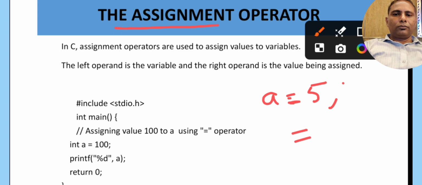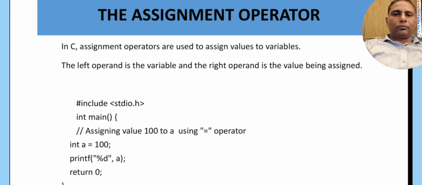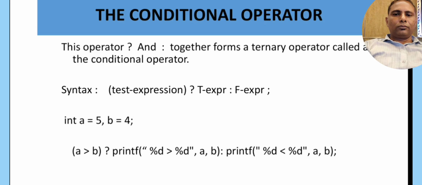We can see one program here. For example, we are writing int a is equal to 100. So we have assigned the value 100 to a. Now we can display this value 100. So 100 will be displayed here because we have used the equal to operator to assign the value 100 to the variable. So we are having the assignment operator. Till now, we have seen the relational operator, logical operator, and assignment operator.